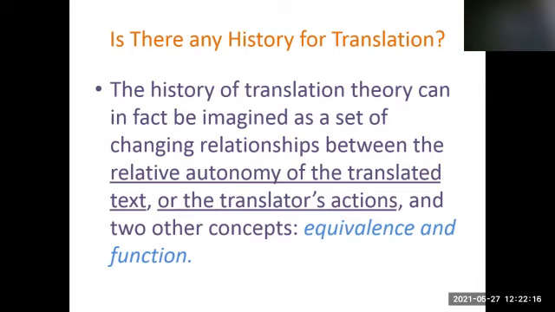So the first thing is the relationship between the text and the translator. The second thing is certain main concepts that we need to understand: equivalence and function. That's why in the title you have history and main concepts. Equivalence and function, and of course the role of the translator and how far I should keep the text autonomous, are the main points that we are going to talk about in this course. With every lesson, we are going to add more to our knowledge about these points.